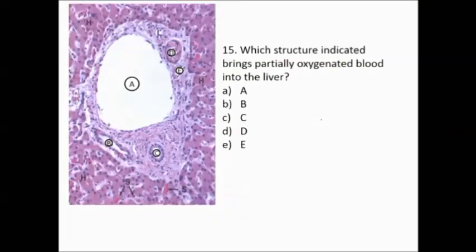So we're now looking at the microscopic structure of the liver, so a histological image, which structure indicated A, B, C, D, E is bringing partially oxygenated blood into the liver. So quite a clever question here, because you actually have to do several things. You have to recognize which part of the liver we are in. Then you have to be able to identify those structures and know what their function is. So this is a higher level question.